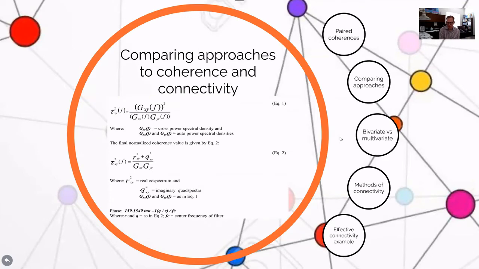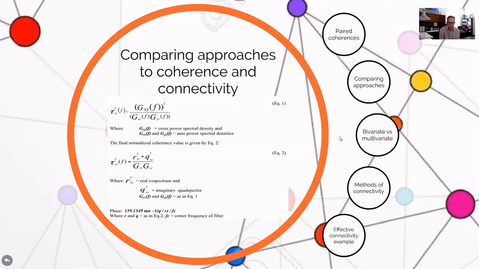So what you see in front of you now is the operational definition of coherence, which is in equation 1 and then later reduced down to equation 2. This is taken from our seminal publication in 2014 in Frontiers in Human Neuroscience, which we'll get to shortly, and you'll have the reference for that.